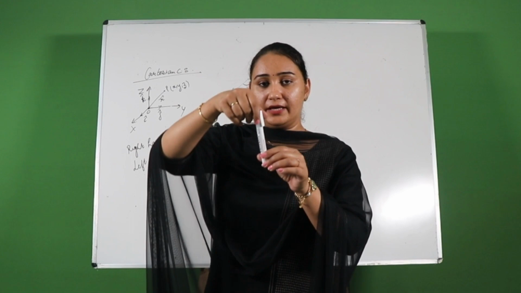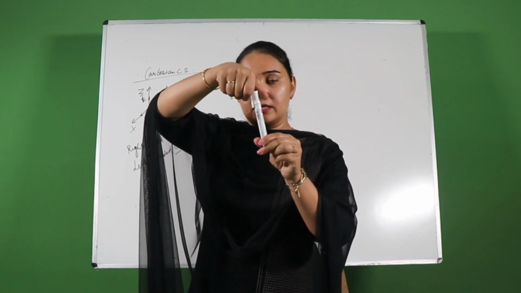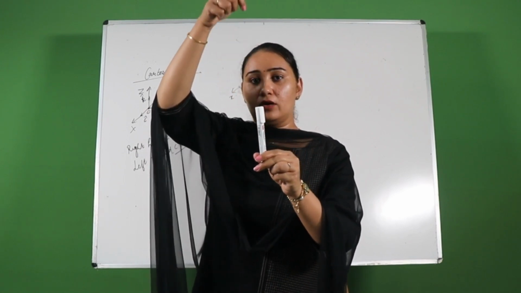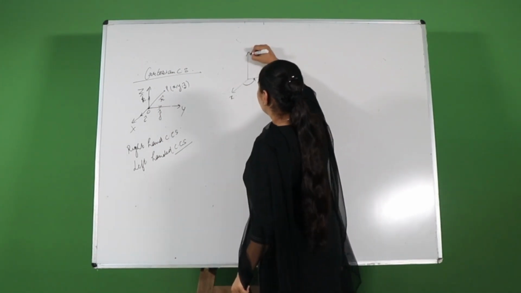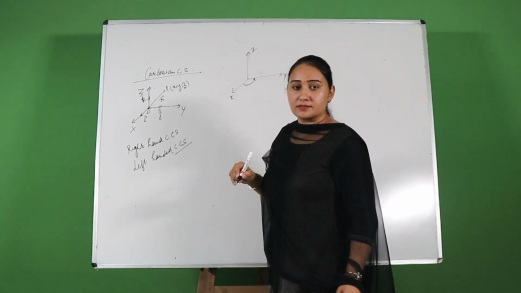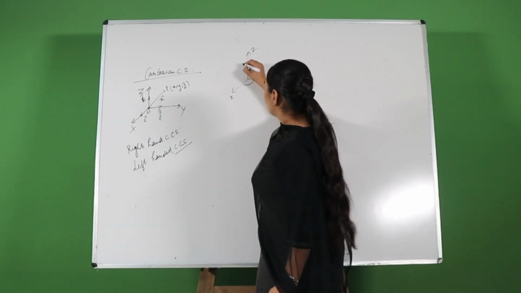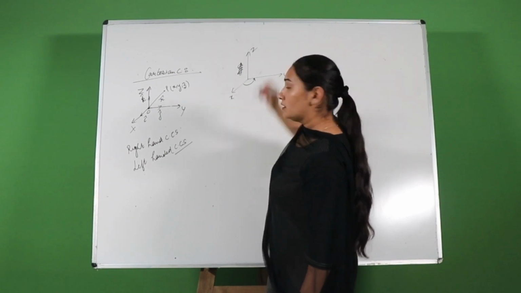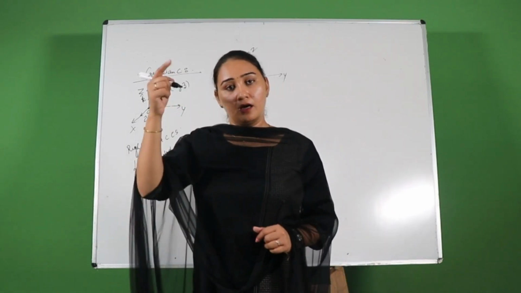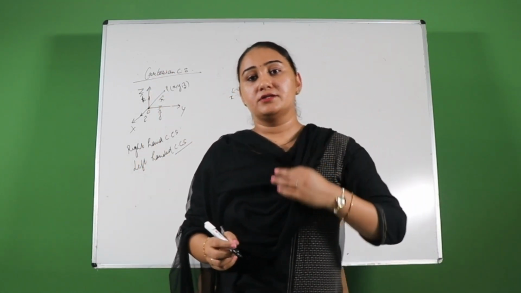So if I am moving anti-clockwise like this, my screw is coming out in the upward direction, it means my z direction will be this. So here is my screw, it is going upward, z will be in the upward direction. This is the right-hand screw rule.